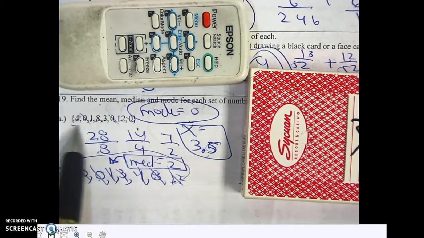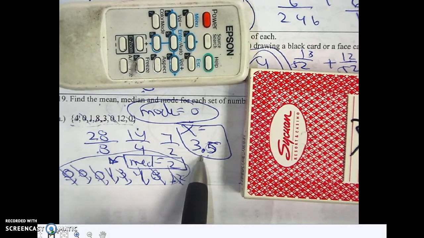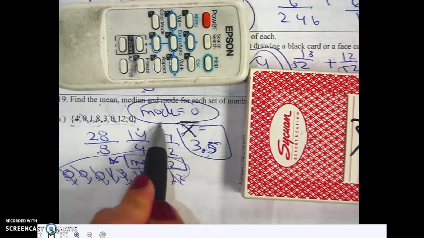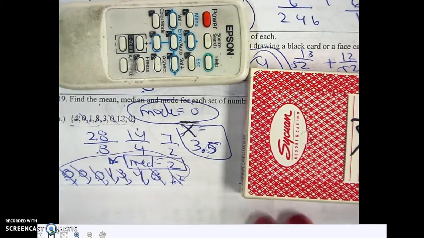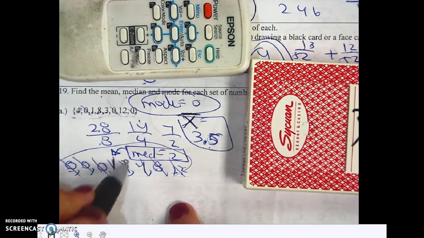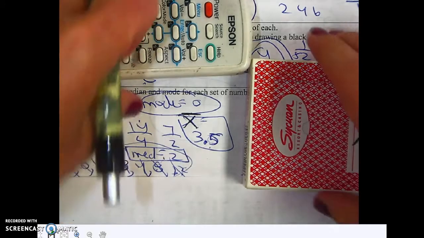To find the mean, I added them all up, 28 divided by 8, which gave me 3.5. Make sure you do the x with the line on top. The mode is the one that happens the most. It's the most zeros. The median is the one that happens in the middle. It was in between 1 and 3, which is 2. Okay, mean, median, and mode. Switch over.